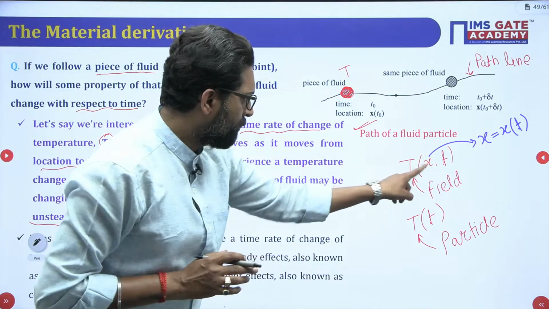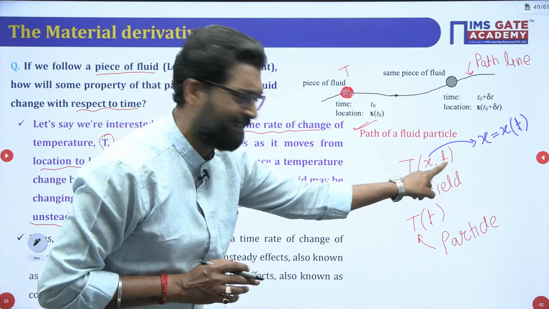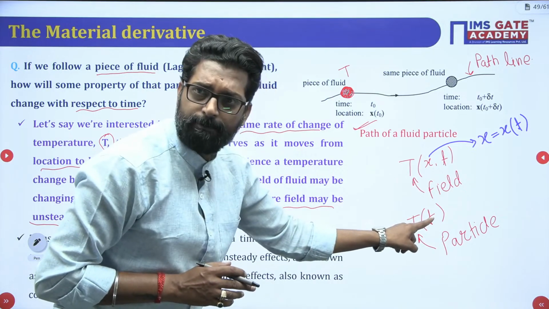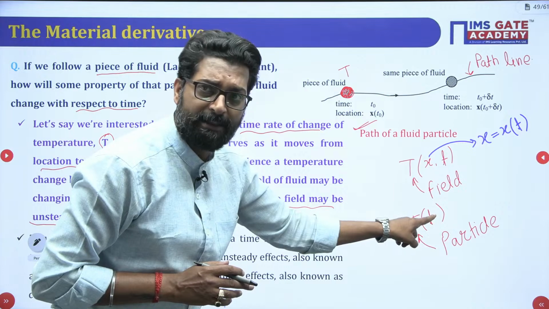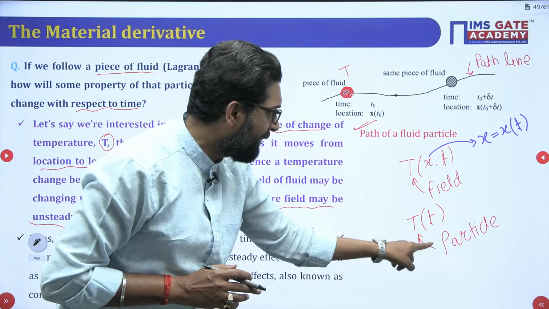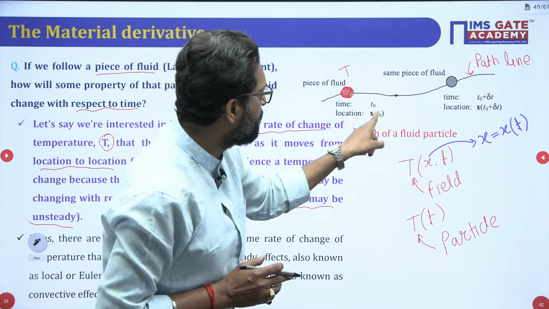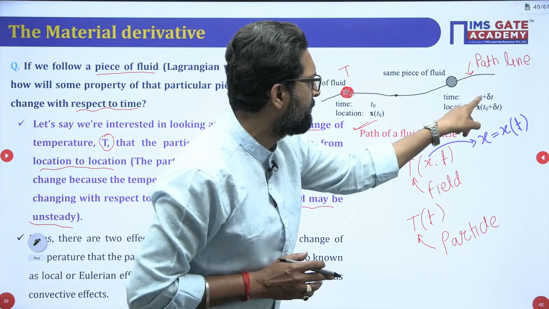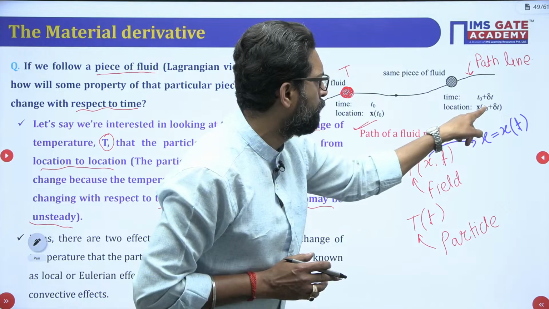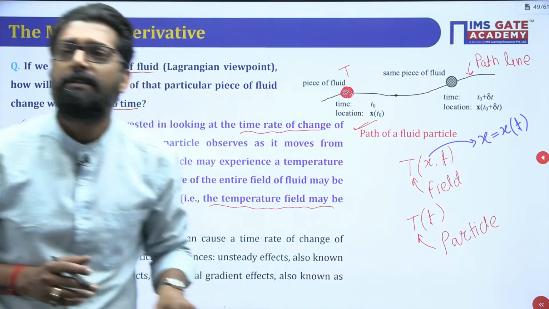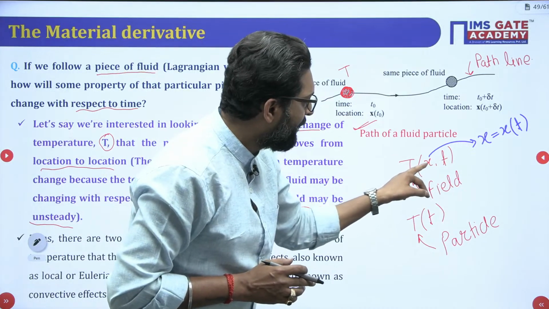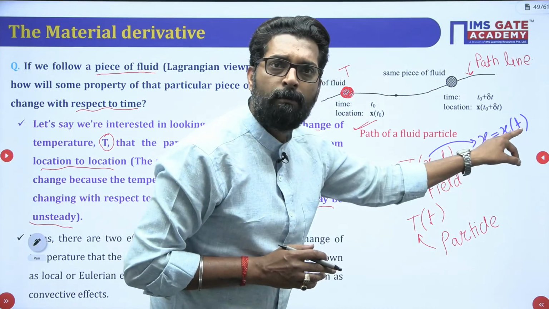This T is a full field. T is a function of x and t. And for the particle, T is a function of t. Temperature is a function of time, so this is for the particle. Now x is also a function of t. This is at t naught, and this is at x plus delta x at t plus delta t. So this is for the field. The field is a function of x and t, and x is also a function of time.